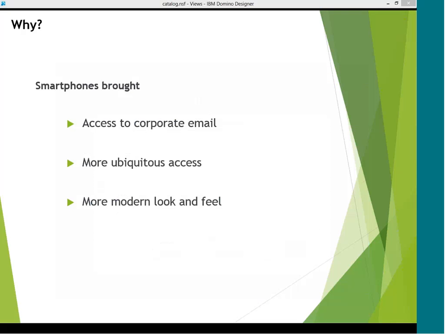So again, why do people want to mobilize? Well, when smartphones came along, all of a sudden people were able to get their corporate email on their phone. So now I can read my email whenever I want. We still do a lot of stuff via email. With your telephone now, you've got a lot more availability, a lot more access. You don't have to worry about trying to find a Wi-Fi hotspot. You almost always have telephone access.